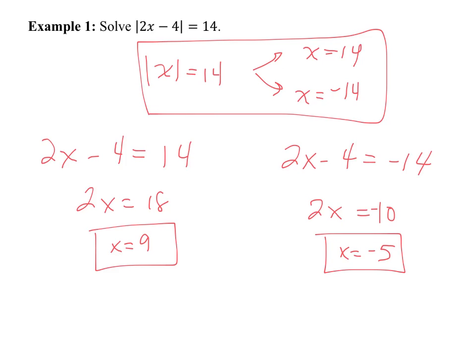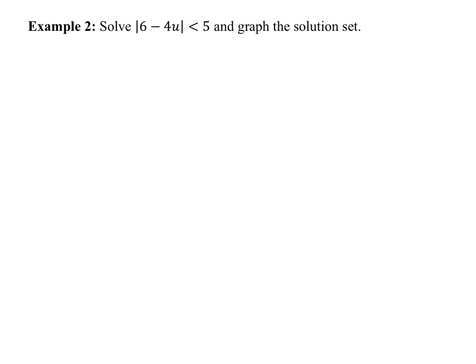Okay, so we have two solutions. How do I know that these are both correct? Yeah, plug them into the original to check. Plugging in 9 up top gives me 18 minus 4, which is 14. That is correct. Plugging in negative 5 gives me negative 10 minus 4, which is negative 14, and that is also correct.